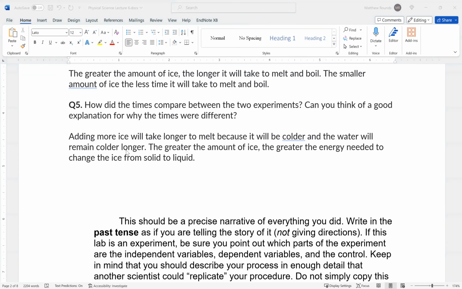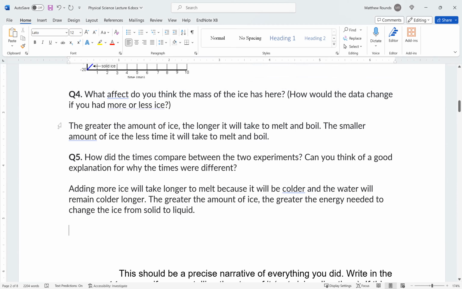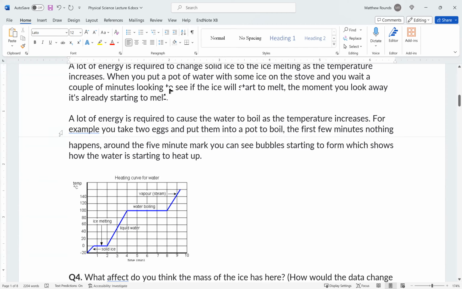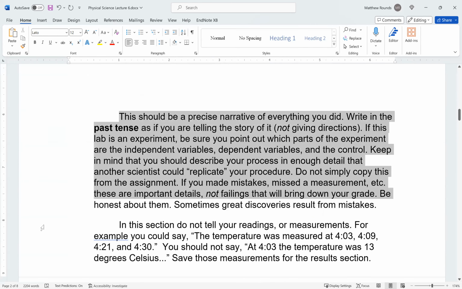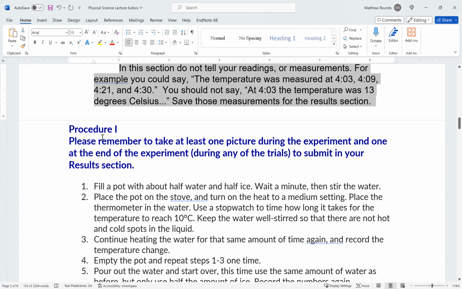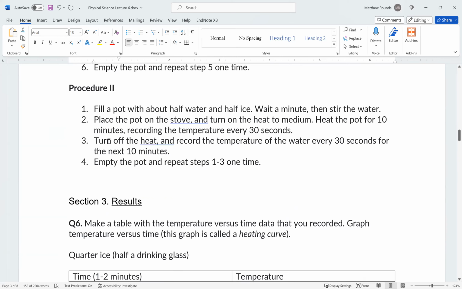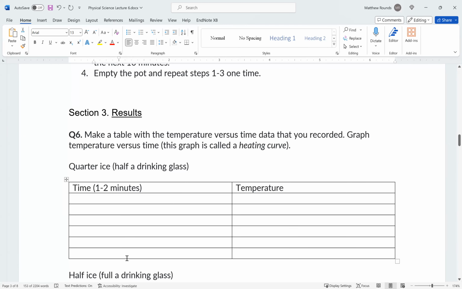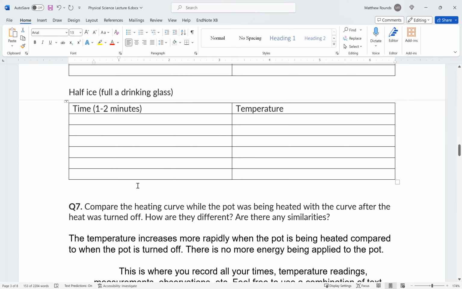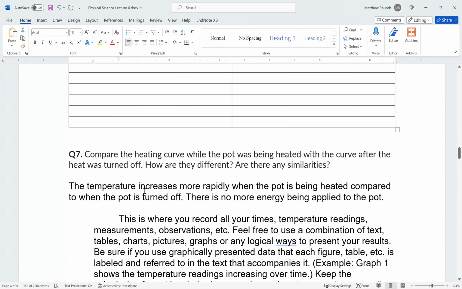We could work on that now if you've already done it. If you haven't done it, you will need to add in the procedure in your own words. That's where it says here, the procedure, and you have to add in your pictures. The results section requires you to add in your times and temperatures, and then we were supposed to add in a heating curve.